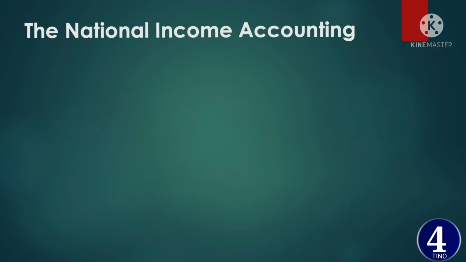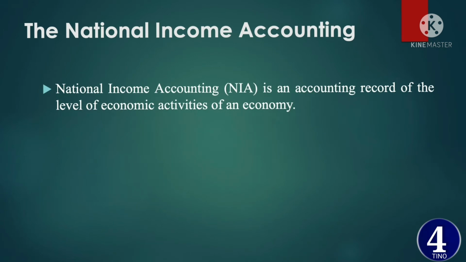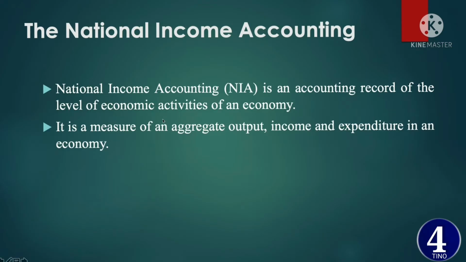Now, continuing to the concept of national income accounting, we define national income accounting as an income record of the level of economic activities throughout the economy. Accounting record, in a sense, means writing or taking note of economic activities throughout the economy. We have to register economic activities, which is national income accounting. It is a measure of aggregate output. You can measure national income using output, you can measure it using income, and you can also measure national income using expenditure in the economy.